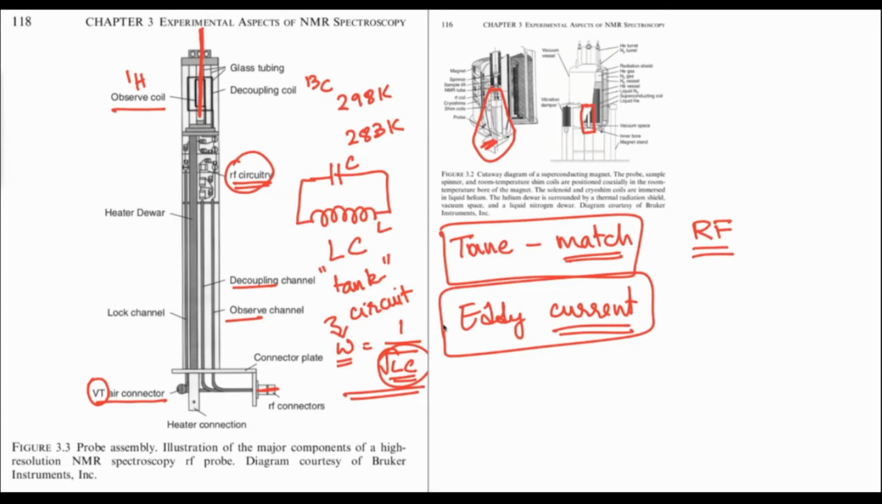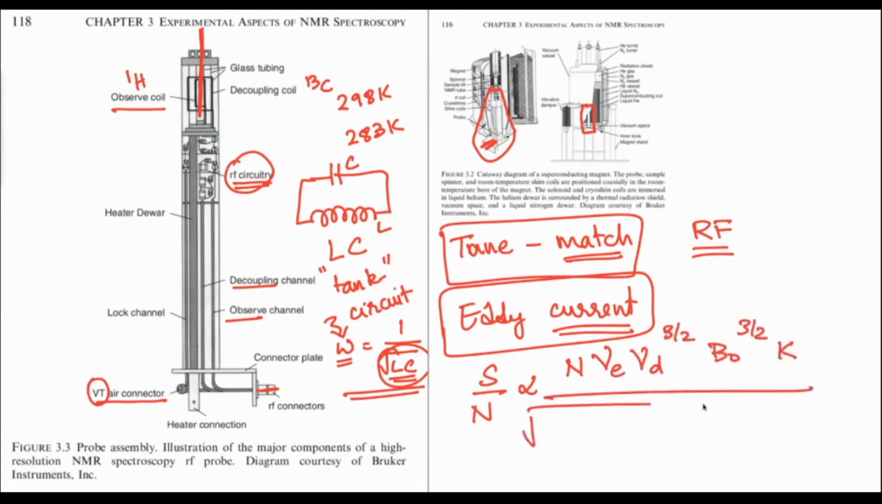So now let's finish off this session with one important equation. The equation here is the signal to noise ratio. That is going to be given by a lot of factors. Let me write it so that I don't make a mistake. So what you're seeing here is the signal to noise ratio.